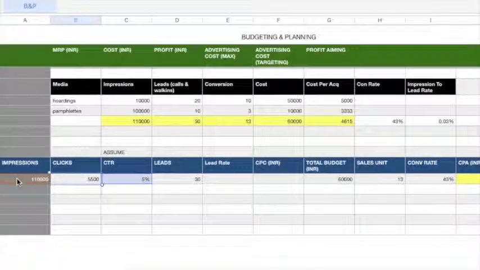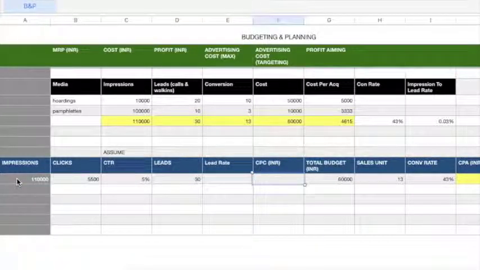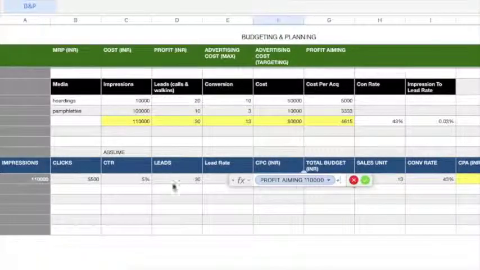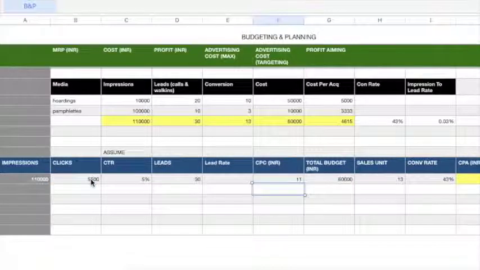Fine. Now, how do you calculate your CPC? CPC is cost per click, and it is nothing but total budget divided by the number of clicks. Okay, so CPC is 11, but you have to target now to justify your budgets, to justify your ROI, justify your cost per acquisition, and to justify that you can be as efficient as traditional or even better. This is the CPC that you have to aim for.